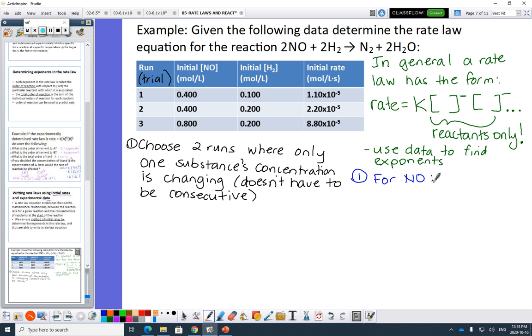then here, NO. This one is not changing, so that's not helpful because that means that whatever change is happening with the rate here is not because of NO. I don't like that. So between 2 and 3, that one is changing. So, okay, I like this, but then you have to check. Is H2 not changing? Oh, good, it's not. So I'm going to use 2 and 3.